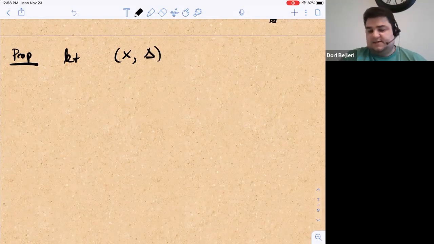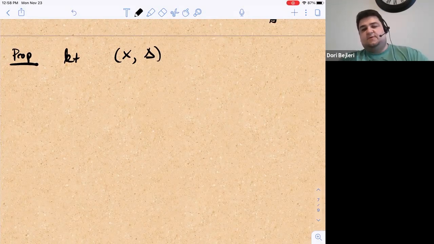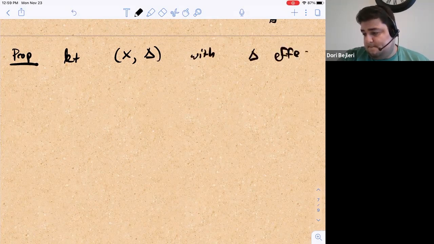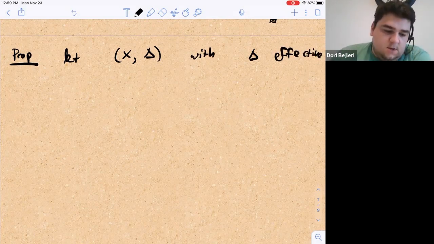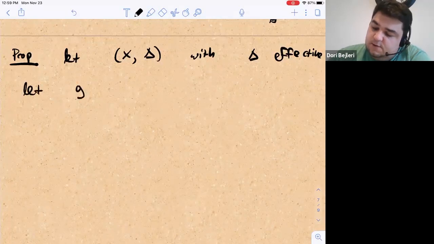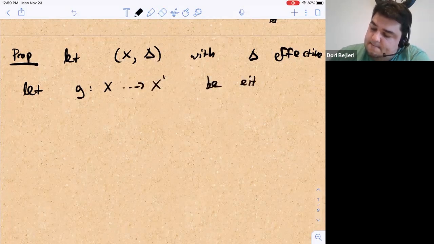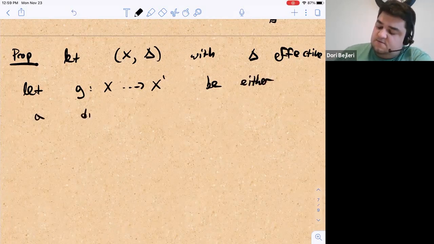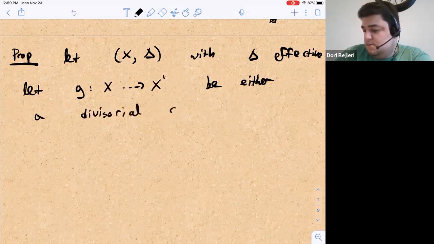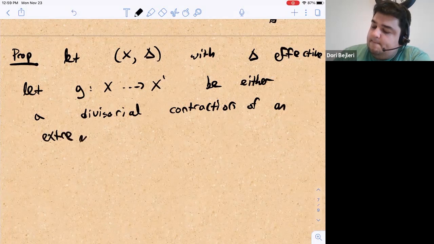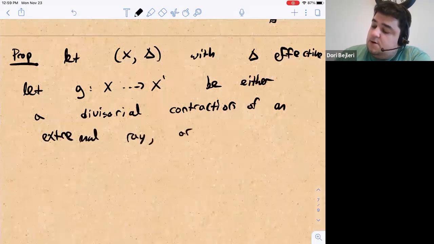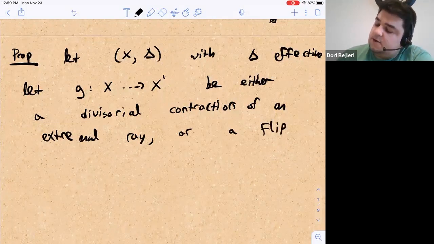So let's say we have some (X, Delta). I don't want to assume yet it's KLT because we want to say kind of if it's KLT, then after a flip or contraction, you still get something KLT. If it's DLT, then after a flip or contraction, you still get something DLT, etc. So let's say we have some pair (X, Delta) with Delta effective, and let g from X to X prime be either a divisorial extremal contraction or a flip of a small contraction.